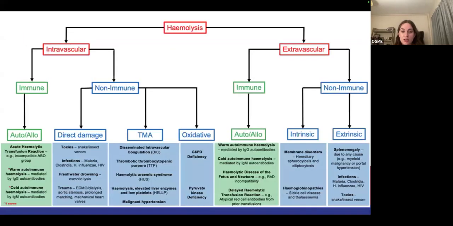This is a diagram summary that I found quite useful, and I've just popped it into the slides and you can review it in your own time. It has probably a little bit more than what you need to know, but it's useful.